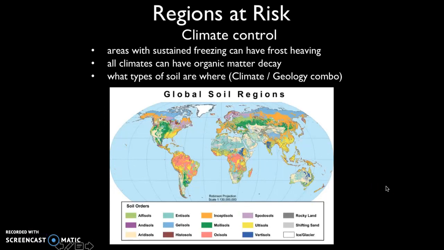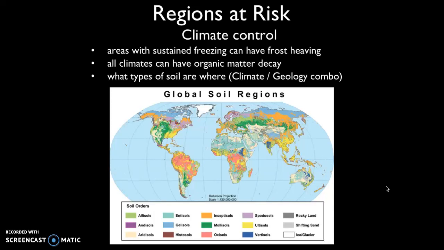So more areas with sustained freezing can have this frost heaving action, right, where you have temperatures dropping below the freezing temperature, constant water, and permeable soils. That's where you're going to have frost heaving. All climates that can have organic matter decay are basically going to be susceptible to subsidence, as the organic matter decays and decomposes. It basically flattens out whatever soils are covering it.